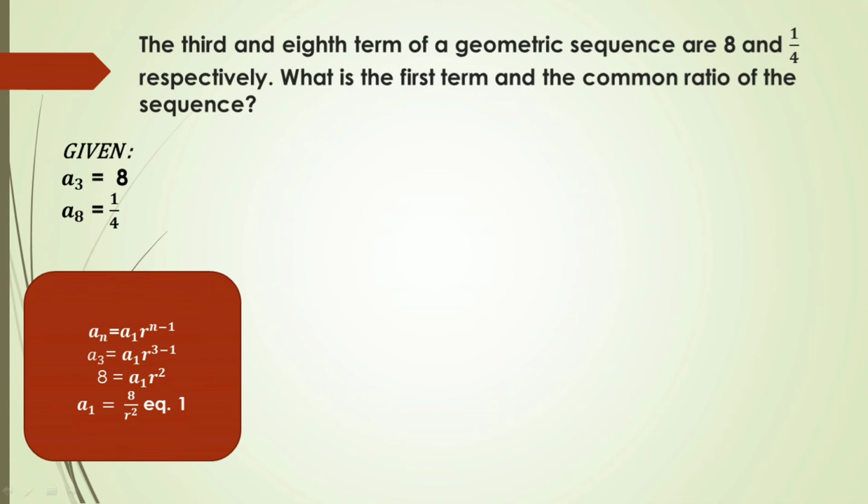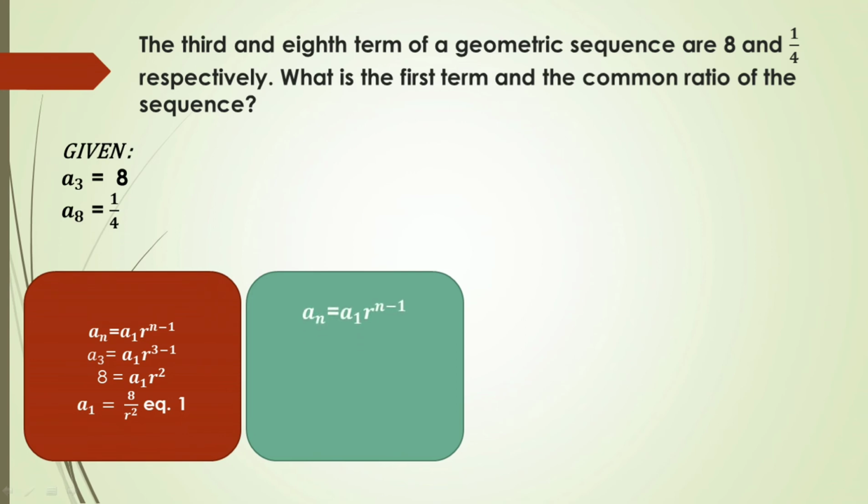And using the second given, the eighth term which is equal to 1/4, we will derive the second equation. The same formula again. So we have n which is equal to 8 or a sub 8 equal to a sub 1 times r raised to 8 minus 1. Our eighth term is 1/4. 8 minus 1 is equal to 7. The same way nung ginawa natin dito, divide by r raised to 7. That is why our first term is equal to 1/4 over r raised to 7. That will be our second equation.